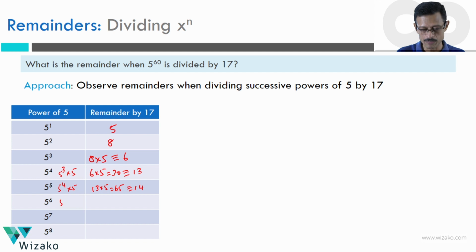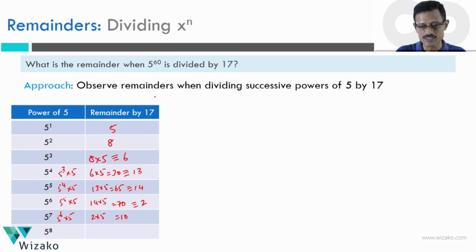The next step is 5 power 5 into 5. This is 14 into 5, which is equal to 70, which is equal to 2. The next step is 5 power 6 into 5. This is 2 into 5, which is equal to 10. Looks like, see, 5, 8, 6, 13, 14, 2. We haven't seen the pattern repeating anywhere.